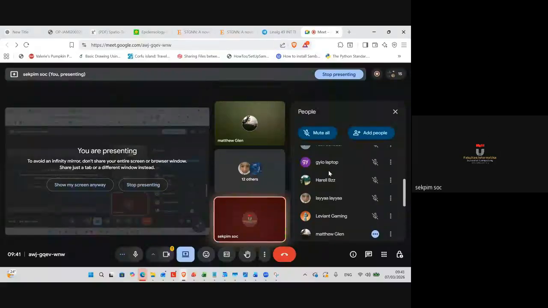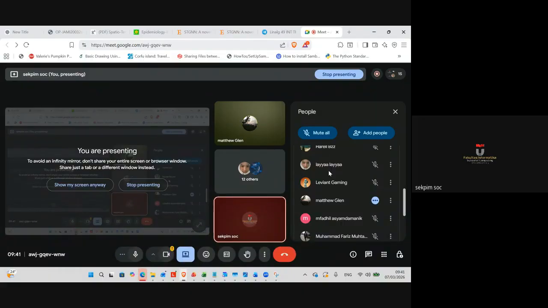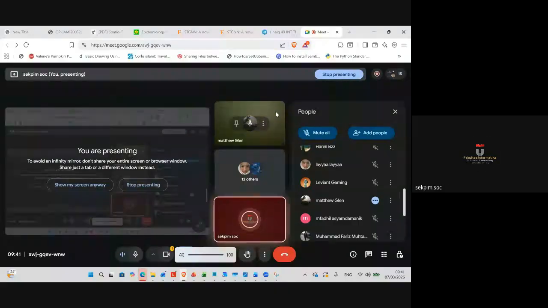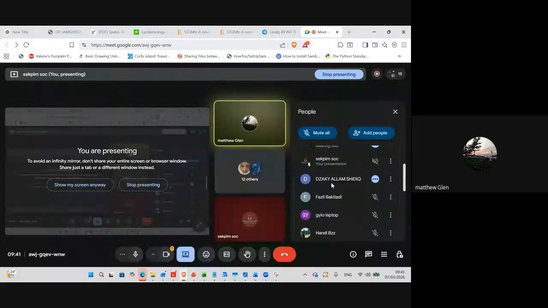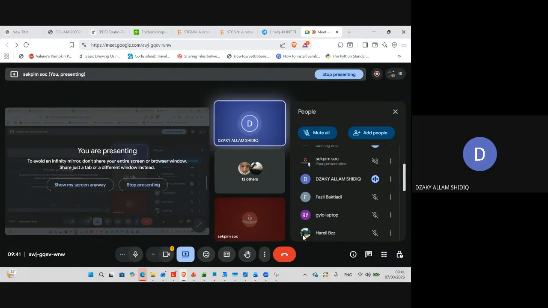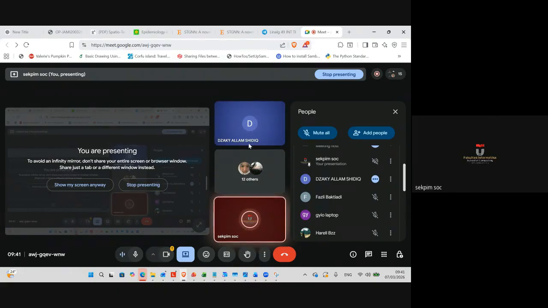Maybe another student. Laya, how many kinds of elementary row operation are allowed? Hello, Zaki. Is it three, miss? Can you speak louder? There are three, miss. Okay, there are three, right? Three kinds of operation. Can you say it?